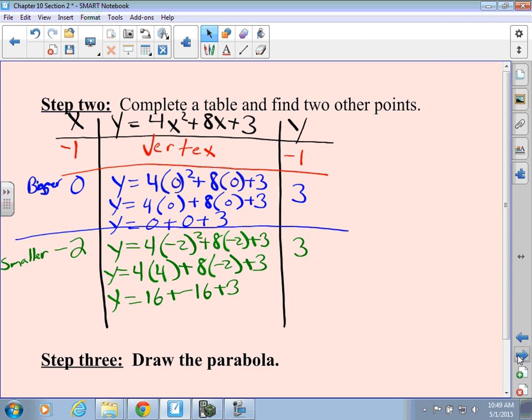All right, now, I see that I have this happen. Is that a good thing or a bad thing? It's a good thing. Why is it a good thing? You know it's symmetric. You know that it's symmetric, and you need to make sure it is.